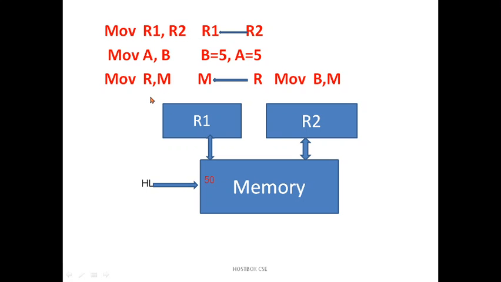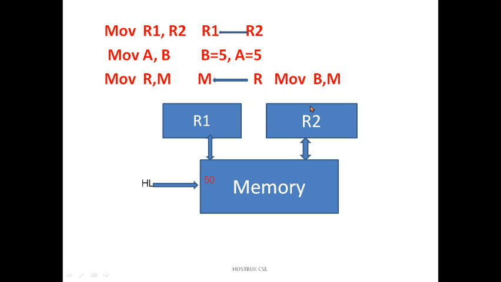Here is one more instruction, MOVE R, M. The meaning is that whatever information is in the register will move to memory. Moreover, you have to remember that it does not go directly to memory. It is a kind of indirect addressing mode. Today most computers follow the indirect addressing mode only.